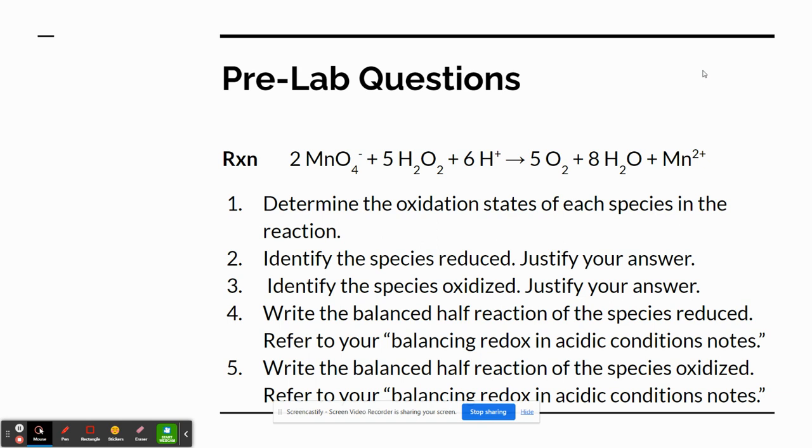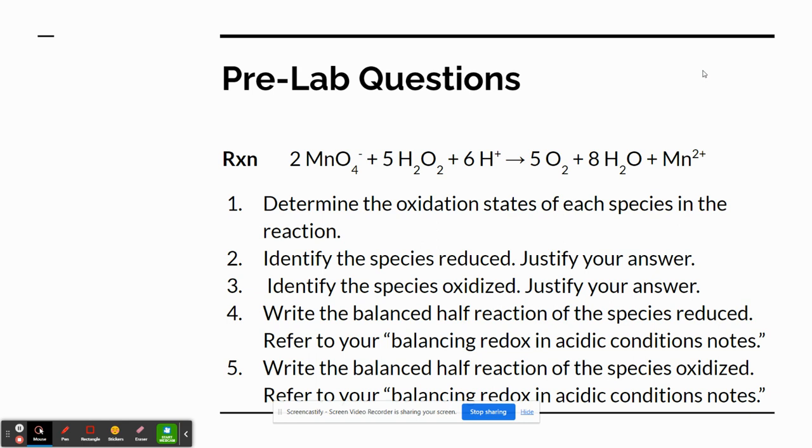So I want you guys to answer these pre-lab questions before you come to class. We're going to go over these questions first thing before we start our lab. And so the first question is: determine the oxidation states of each species in the reaction. So what that means is I want the oxidation state of Mn, of oxygen, of hydrogen, of oxygen, of the H plus on the reactant side, and then on the product side, oxidation state of oxygen, hydrogen, oxygen, and Mn2 plus. So I want you to find each oxidation state. Based upon those oxidation states, you can answer number 2 and number 3.